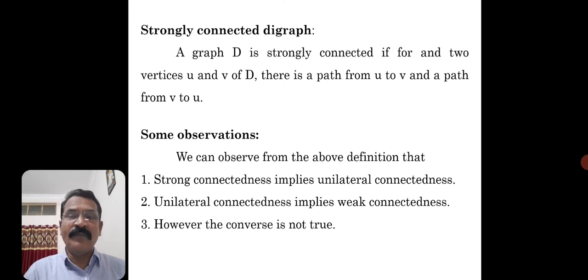But if one of the ways is there, between u to v or v to u, that will be unilateral. It implies definitely a strongly connected digraph will be a unilaterally connected digraph. So strong connectedness implies unilateral connectedness. Similarly, unilateral connectedness implies weak connectedness. At least some part you are reaching. Of course, it is one way, but some part you are reaching. So unilateral connectedness implies weak connectedness.